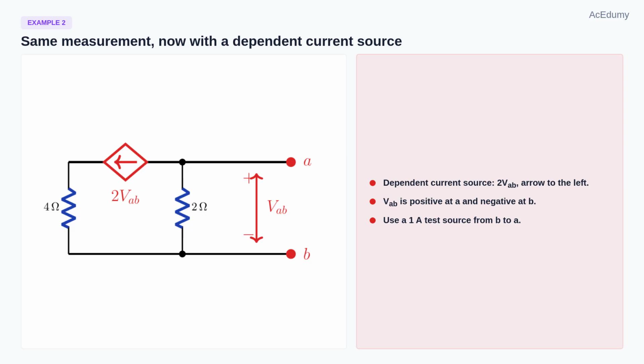Example 2 looks different, but the idea is the same. The dependent source is now a current source of value 2Vab, and its arrow points to the left. The port voltage Vab is positive at A and negative at B. Again, there is no independent source, so we attach the same 1 ampere test source from B to A and solve for the voltage that appears at the port.